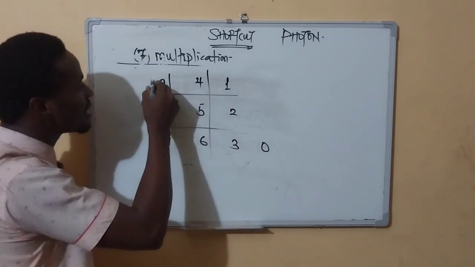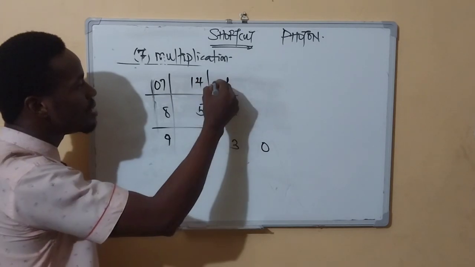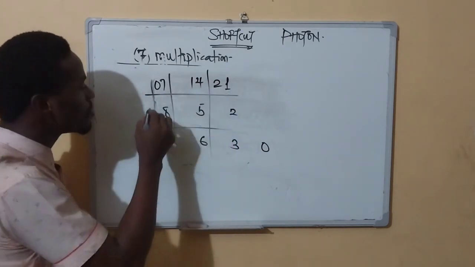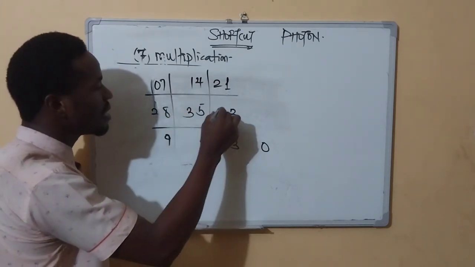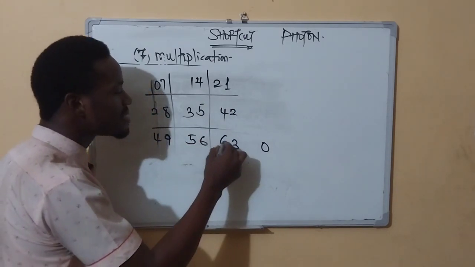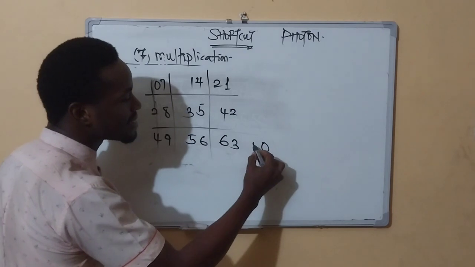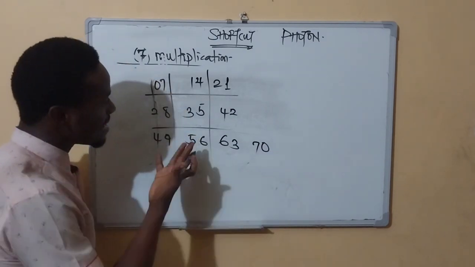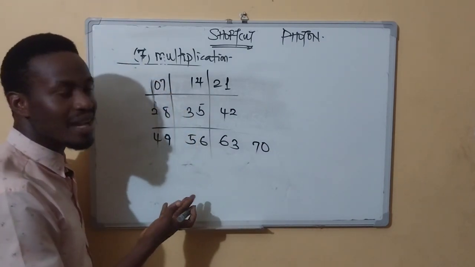So at this point, you see 0, 1, 2 for the first row, 2, 3, 4 for the second row, 4, 5, 6 for the third row, and 7 outside. And there you have it, the shortcut for 7 times.